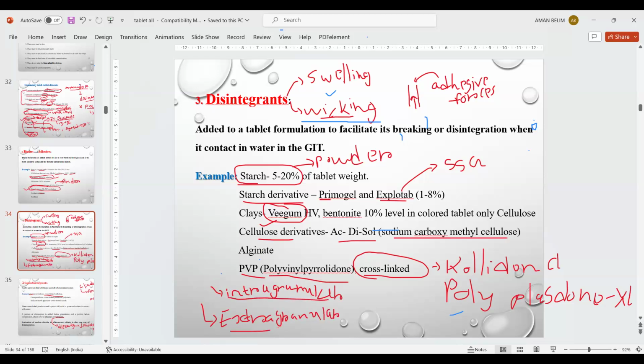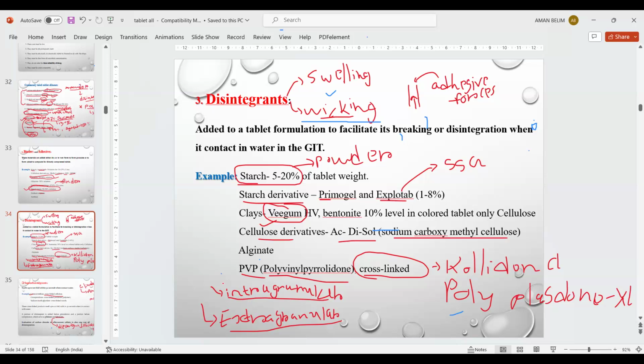The first one is intragranular, right? And extragranular means that, during the granulation, is known as intragranular. Then we prepare granules of the mixture of powders, right, which contains disintegrant, binder, your API, diluent, everything. And during that time, we add disintegrant into that. That is intragranular. And after forming granules, we again add a disintegrant.